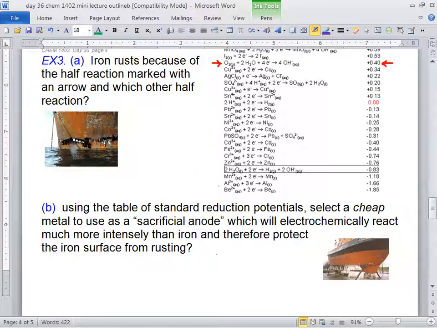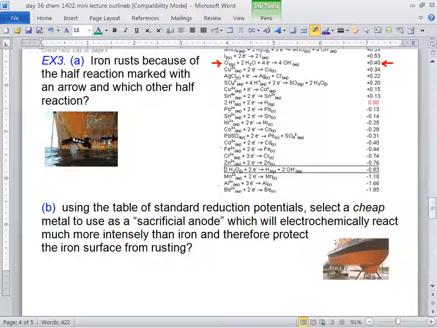So iron rust, because of this half reaction marked with a little arrow. Oxygen gas reacting with water and 4 electrons produces 4 hydroxides. That's because we're talking about iron boats sitting in water and things. So that's the half reaction involving water. And it's positive 0.4, so it's pretty spontaneous. But that's only half of the story. We need another reaction. What would be the other half of it for rust to be occurring?